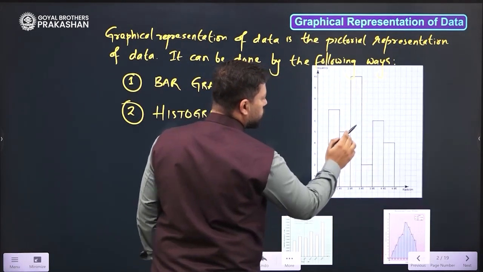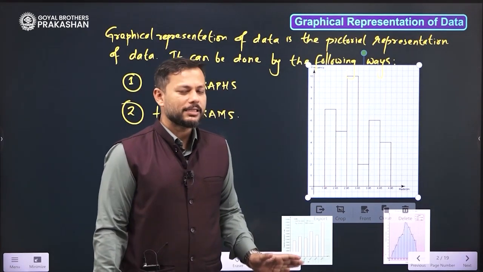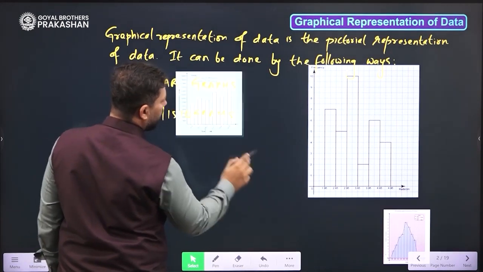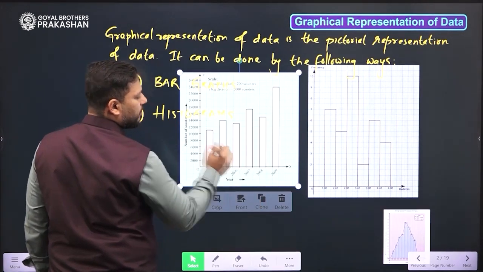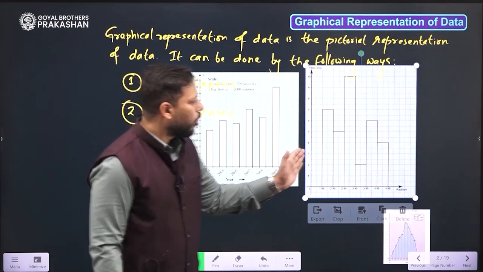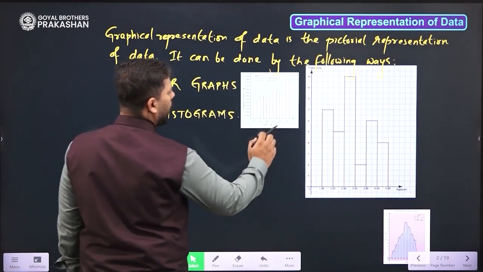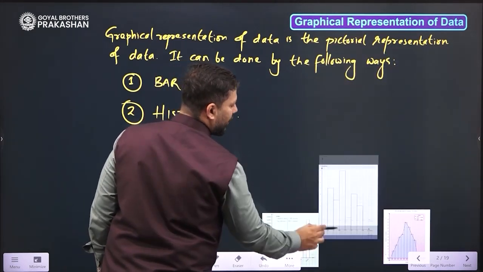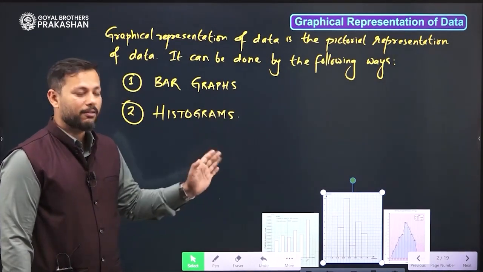If I talk about a histogram, what is it? It also looks like rectangular bars, isn't it? But what is the difference between them? If I enlarge it, you can see that in the bar graph the bars have some definite space between them, but here we do not have any space between the consecutive bars. They are all in continued fashion. So a histogram is a graphical representation of data with continuous frequencies. This is the second way of representing data in the form of a graph.